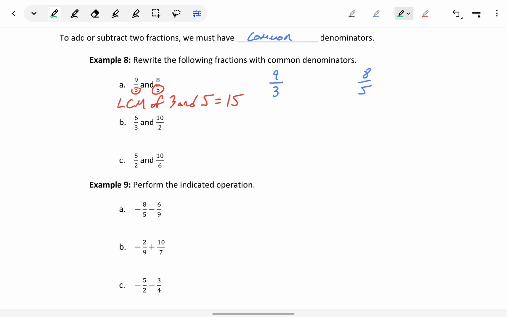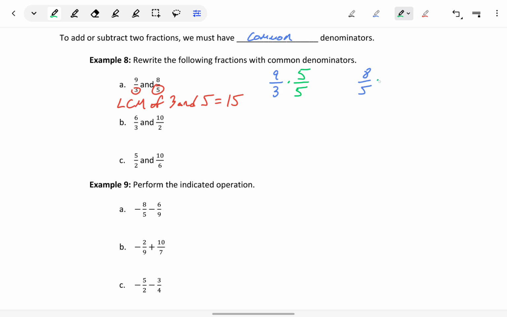The question then becomes, what do we need to multiply the first denominator by to get 15? 3 times 5 would give us 15, so the first denominator needs to get multiplied by 5. To make sure we're not changing the value of the fraction, we need to multiply by the exact same value in the numerator. Because what that means is we're multiplying by 5 over 5, which just reduces to 1. Multiplying by 1 doesn't change the value of a number, it's just going to change how it looks.